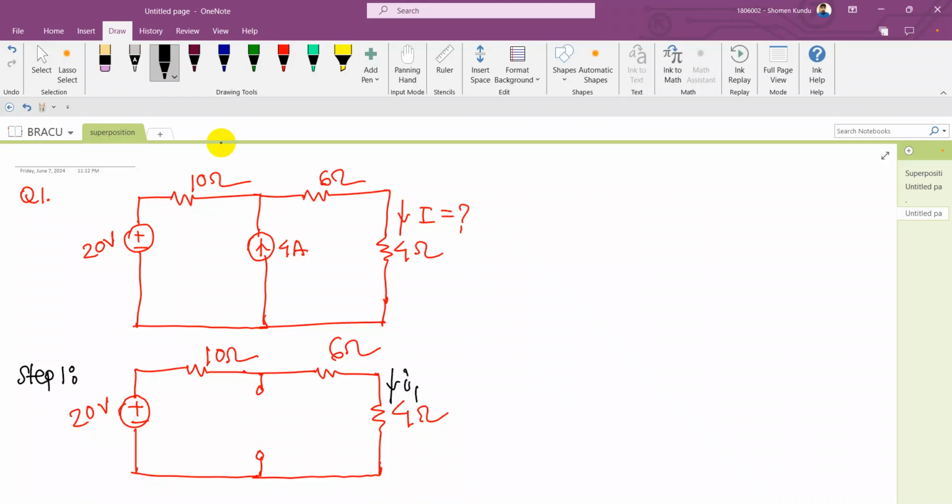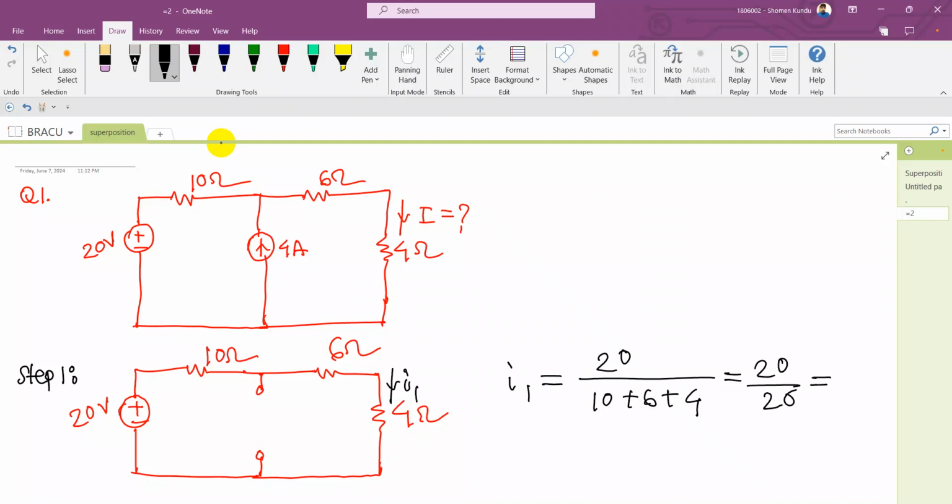Now look at the circuit. This is a very easy circuit, and we can find the current through Ohm's law. Total voltage by total resistance. 10 plus 6 plus 4 equals 20, so 20 by 20 equals 1 ampere.